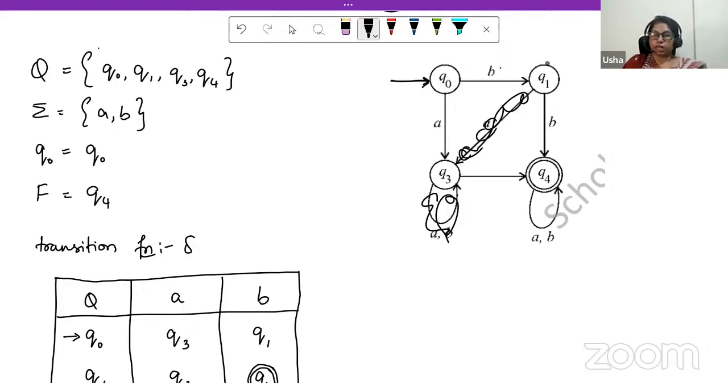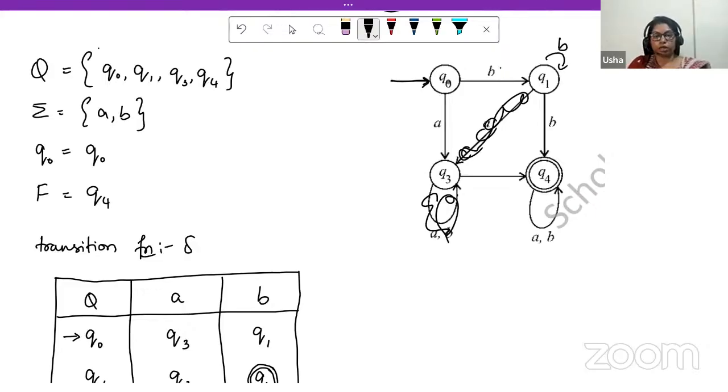Or from any state, if there are two ways for a single input, that is from Q1. If you have multiple B's, it stays in Q1 itself. Also, you have written one B to Q4 as well, right? From Q1, if it is B, it can either stay in the same state or it can go to Q4 also. So from any given state, if there is no next state for a given input, or if there is more than one next state for a given input, then it is called non-deterministic finite automata.